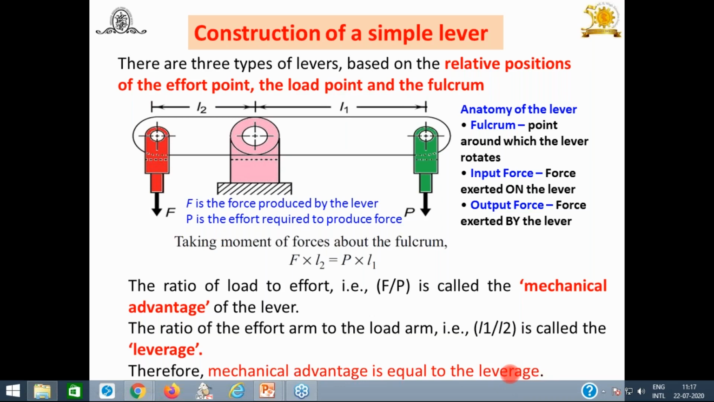F by P is MA, mechanical advantage, which is equal to L1 by L2, the leverage. Try to understand: mechanical advantage depends on the leverage. Leverage means the ratio of L1 by L2. So we will see how the mechanical advantage varies based on L1 and L2 in the next slide.